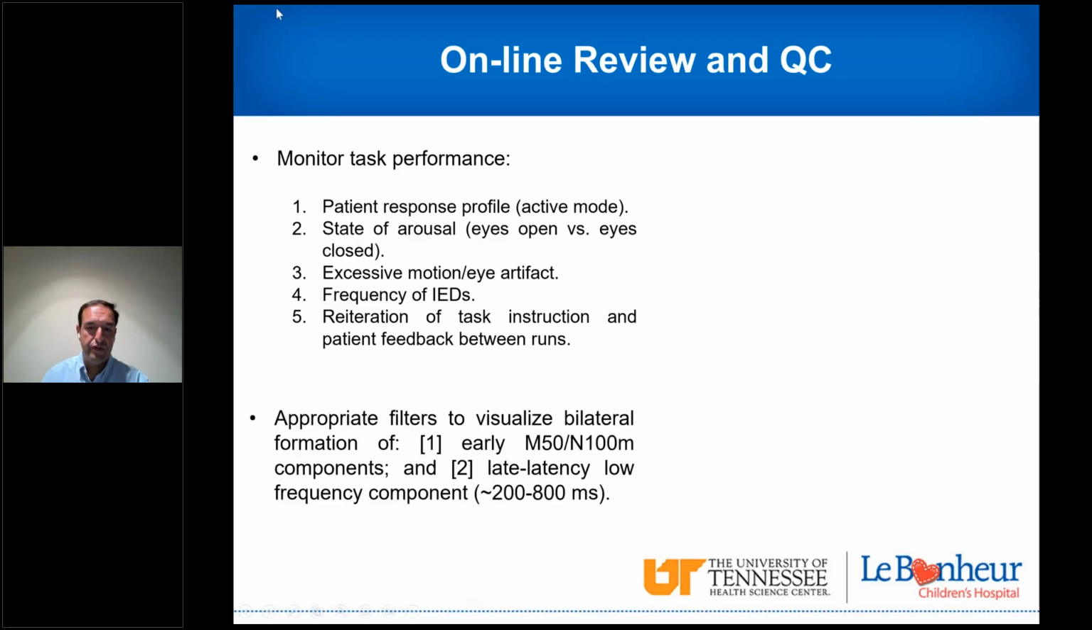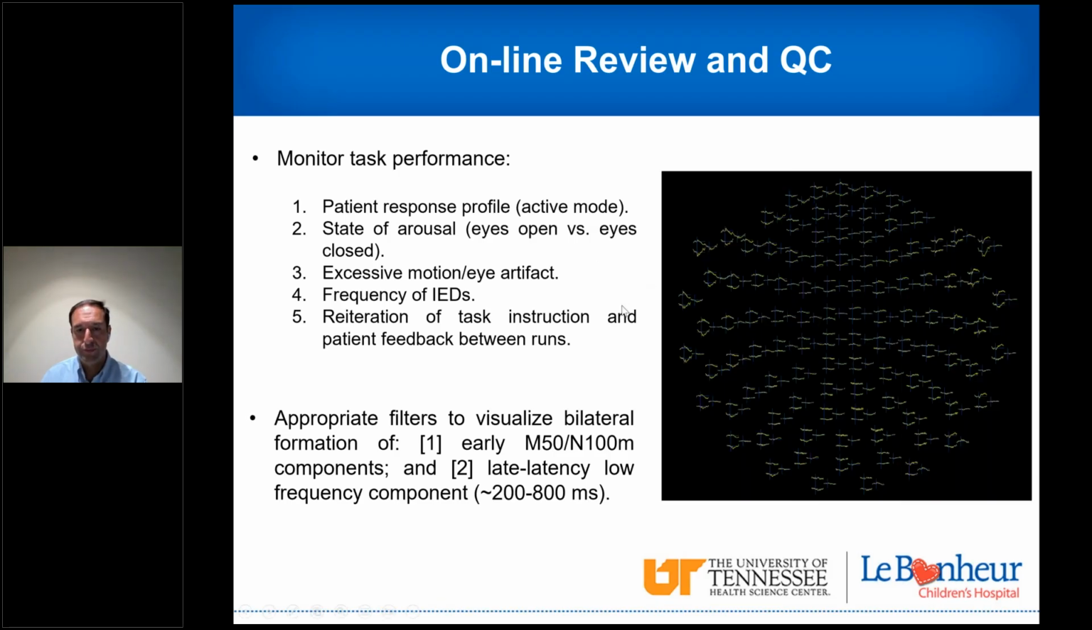Appropriate filters should also help visualize, with the updated averaging, the formation of the field. So as the number of stimuli increase and are averaged online, you should start seeing the formation of the early M50 and M100 response, and then the lower frequency late field response that starts about 200 milliseconds and runs to about 800 milliseconds to about 1 second.